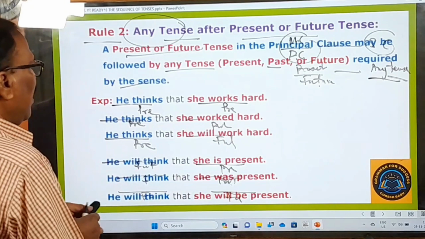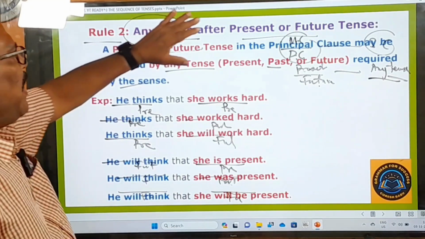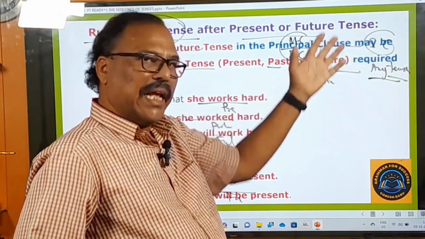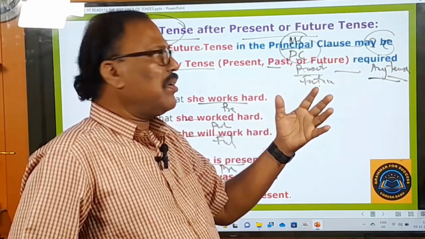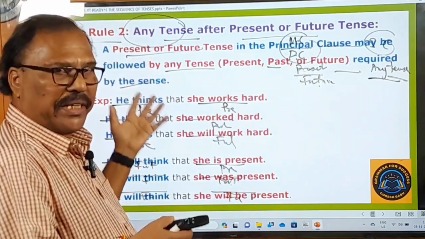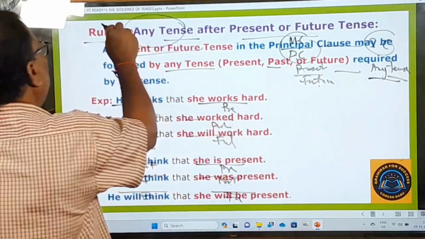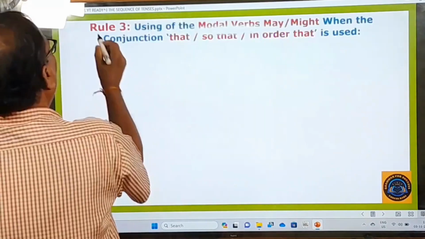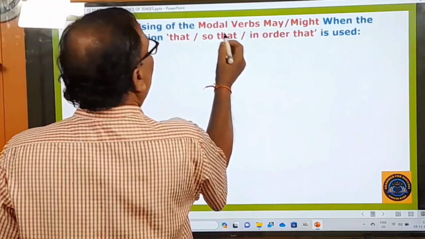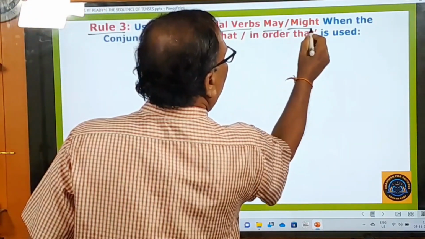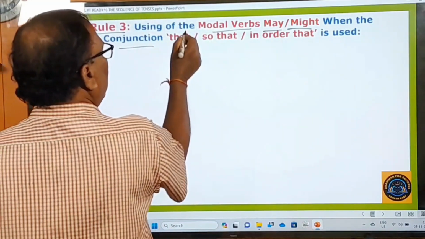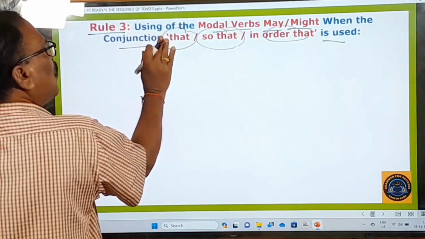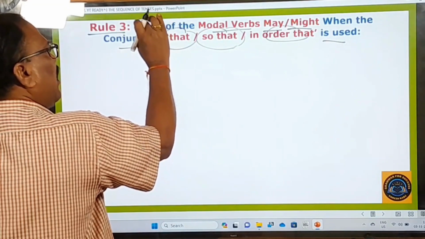So in this way, when there is present or future in the main clause, in the subordinate clause there can be any tense according to the context. This is what the second rule says. Now let's go to the next rule. Rule 3: using the modal verbs may or might when the conjunction that, or so that, or in order that is used. Please keep this rule briefly in your mind.